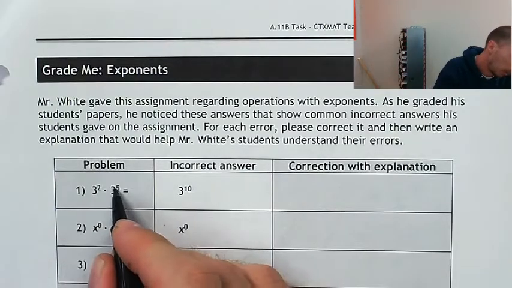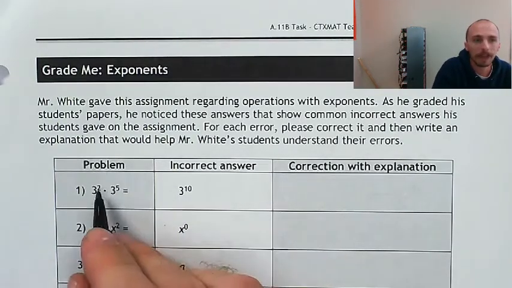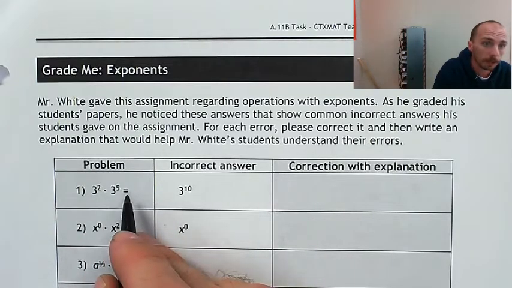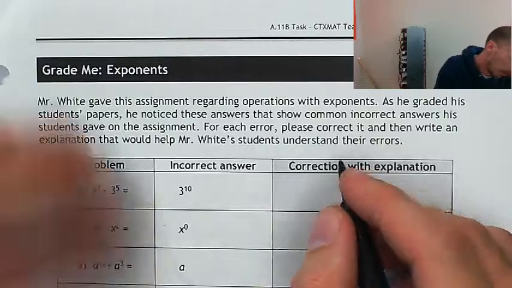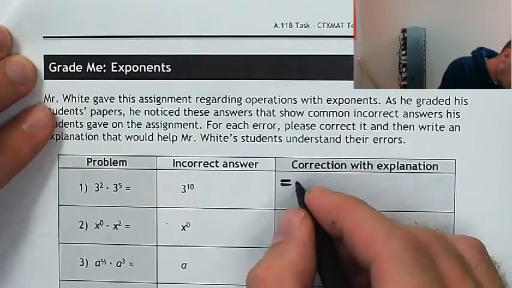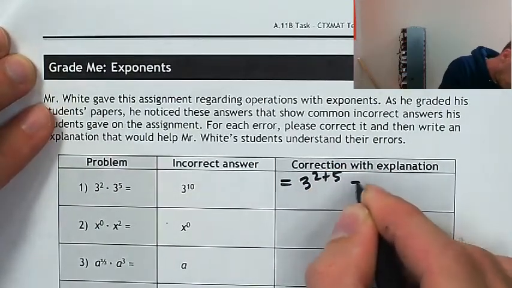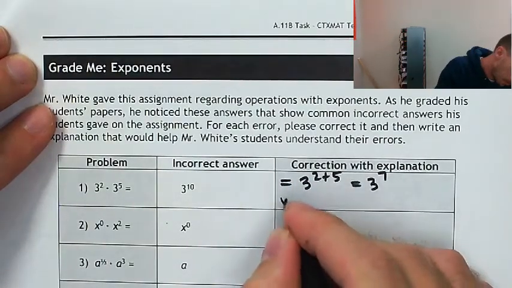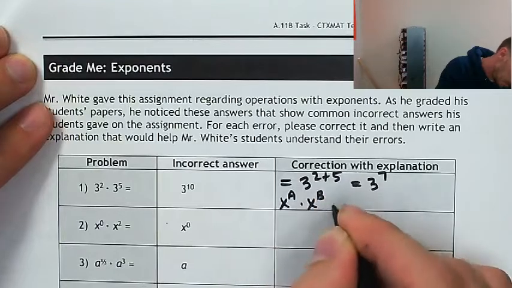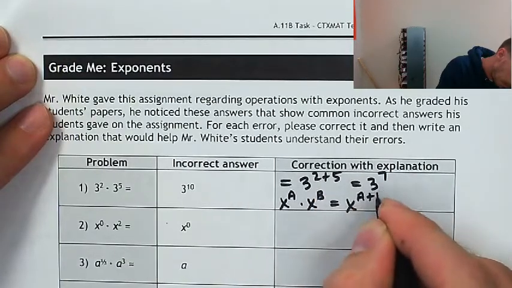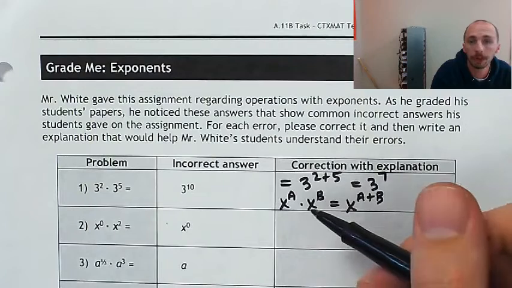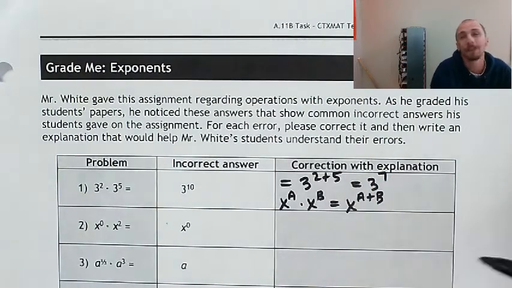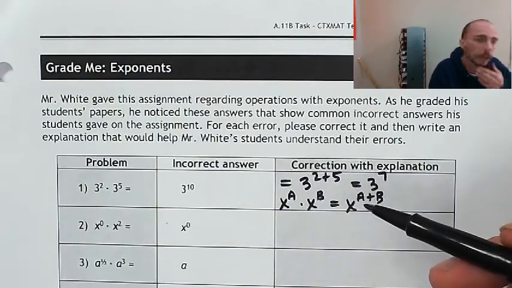Okay, so 3 to the 2 times 3 to the 5 equals 3 to the 10. Okay, they mistakenly multiplied their exponents, but we know that when we're multiplying two things with the same base, that's where we're going to add the exponents. So I'm going to say it's equal to 3 to the 2 plus 5, which is equal to 3 to the 7. And I'm going to say that, remember, x to the a times x to the b equals x to the a plus b. But maybe your explanation was you wrote out 3 times 3 times 3 times 3 times 3 times 3 times 3, and that's 7 total 3s. A perfectly fine explanation as well.